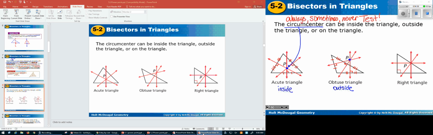Okay, and lastly, if it's a right triangle, again, I would put those markings on it. Perpendicular bisecting, perpendicular and bisecting. And then the last one here that's diagonally going through it is perpendicular and bisecting. And where is point P if it is a right triangle? It is on the triangle, and specifically it's on the hypotenuse.